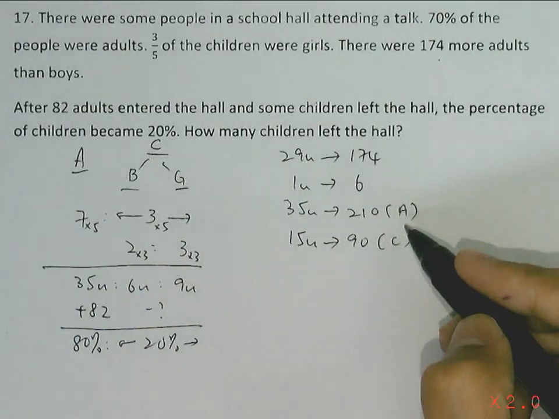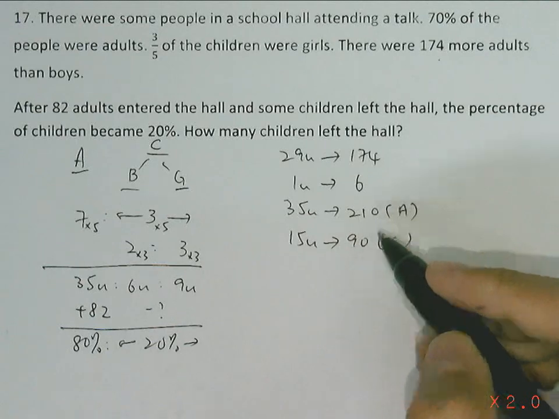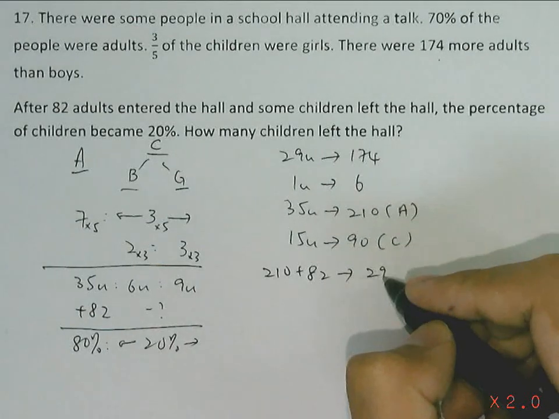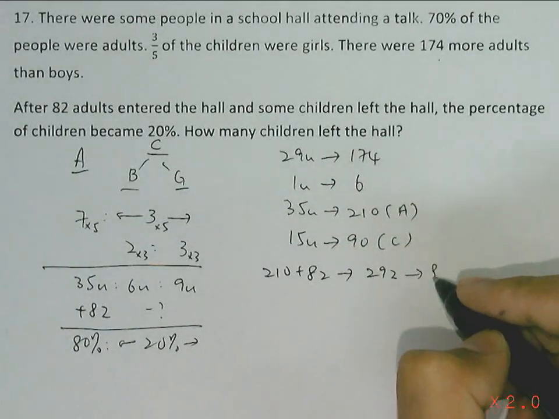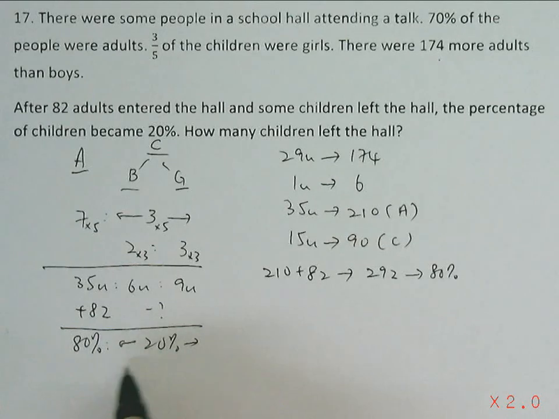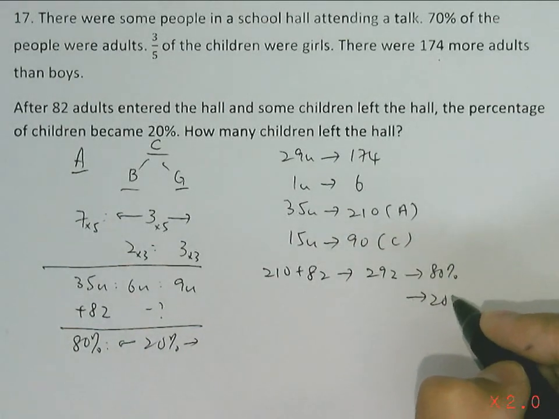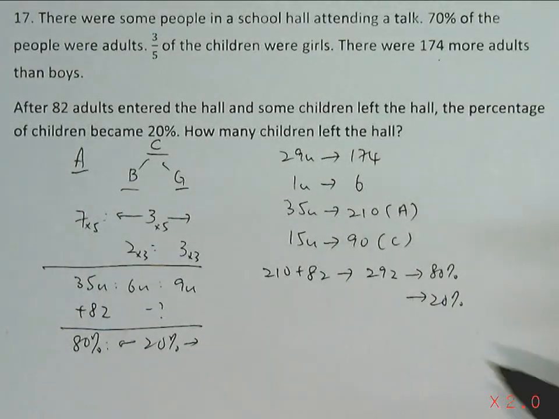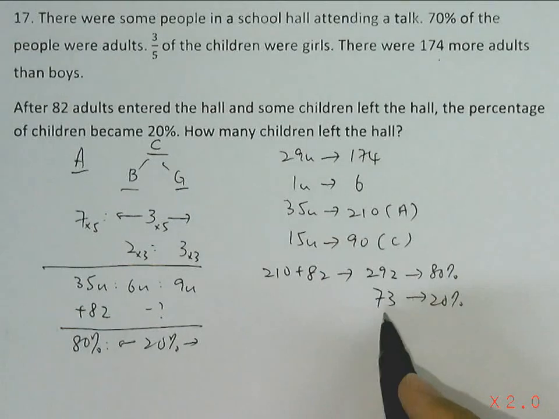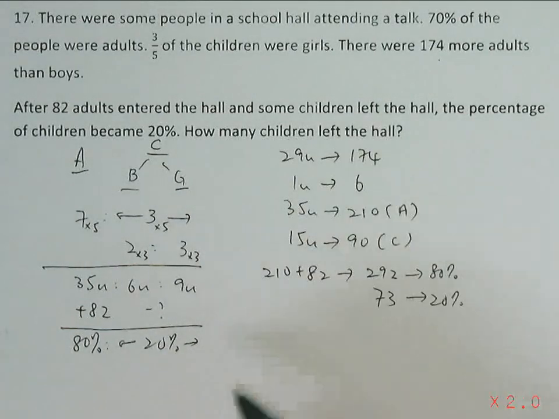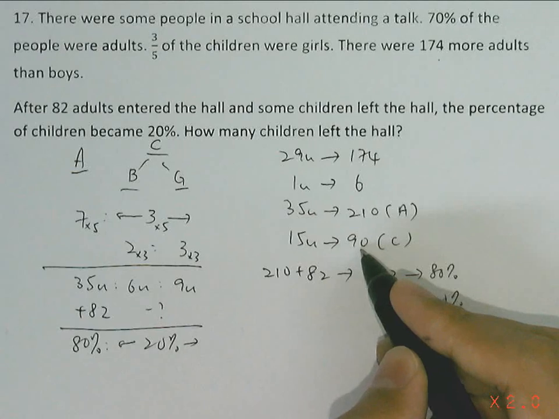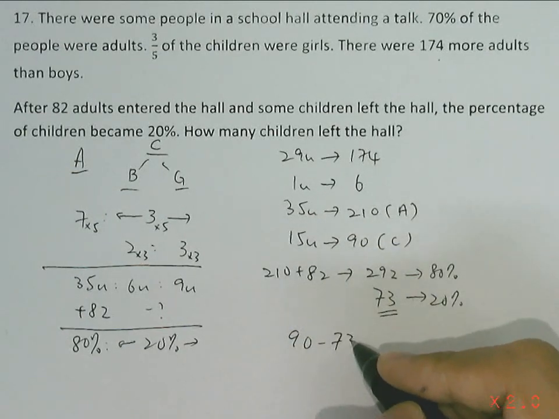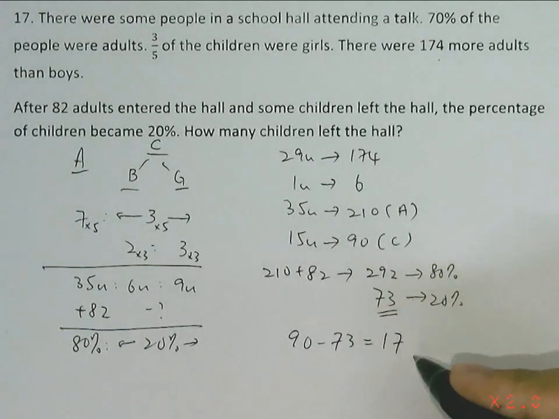So since we already know the number of adults was 210 at first, after increasing by 82 adults, there will be 292 adults, which is 80% of the number of people. So if 80% was 292, to find the number of children, which was 20%, that will be simply dividing by 4. So 292 dividing by 4 will give us 73, which is the number of children, right, after some children left the hall. So at first there were 90 children, in the end there were 73 children. So the number of children who left the hall will be 90 subtracting off 73, giving us our answer of 17 children.